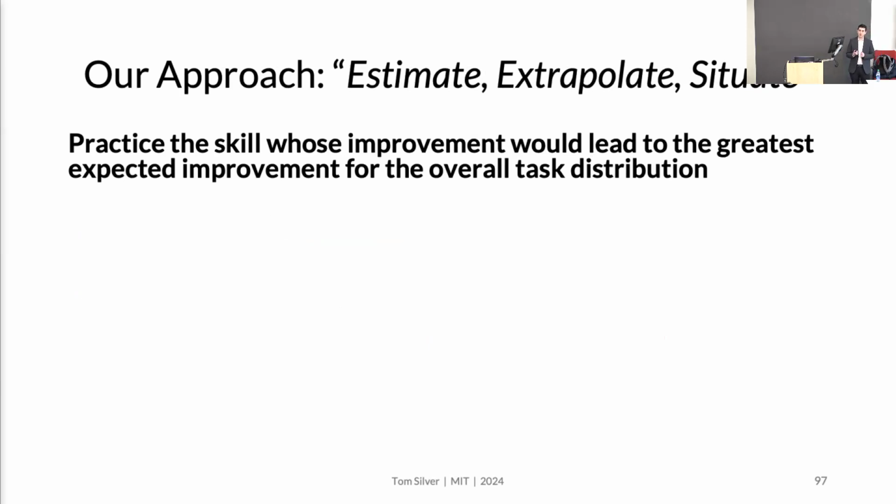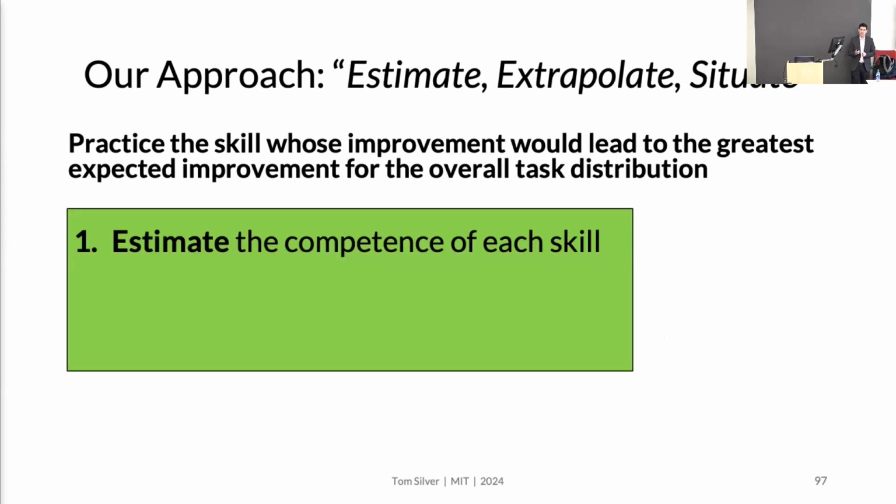This is an approach where we practice a skill that we estimate to be most important for the overall task distribution, by actually estimating how much we would improve at the skill, and then how much we would improve the overall task distribution. We do this in 3 steps. First of all, we estimate the competence of each skill that we have. Then we extrapolate the competence.